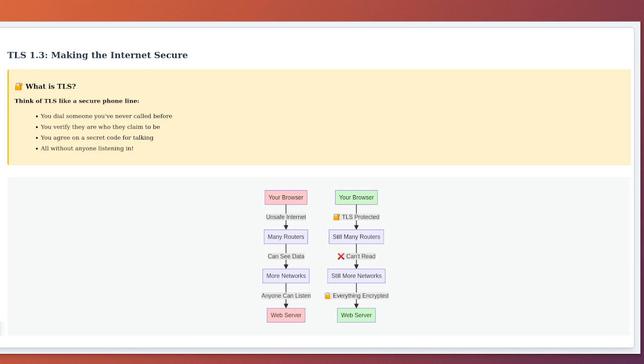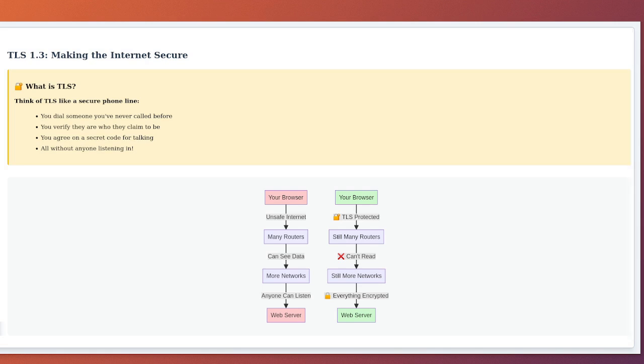TLS creates a secure, private channel through all that noise. Think of TLS like setting up a secure phone line. When you first call someone, you need to verify you're talking to the right person, agree on a secret code for your conversation, and then use that code to scramble everything you say. But here's the brilliant part. TLS does all of this without ever speaking the secret code out loud. It's like two people creating a secret language while standing in Times Square, without anyone else being able to figure out what that language is.